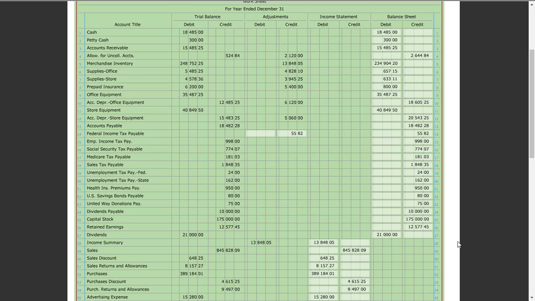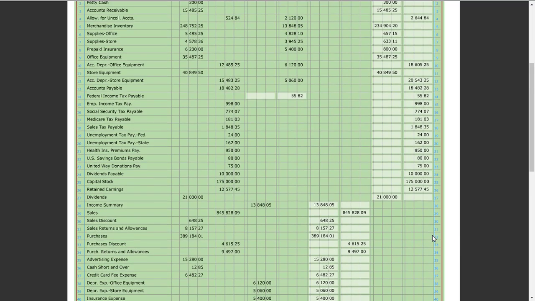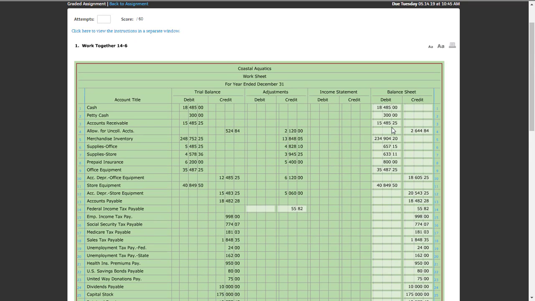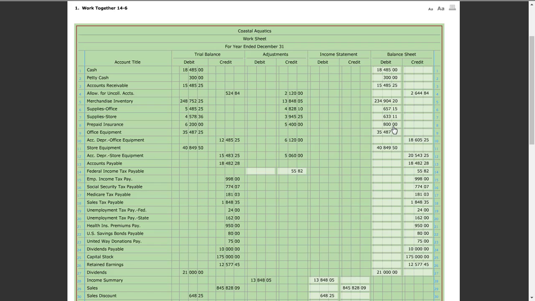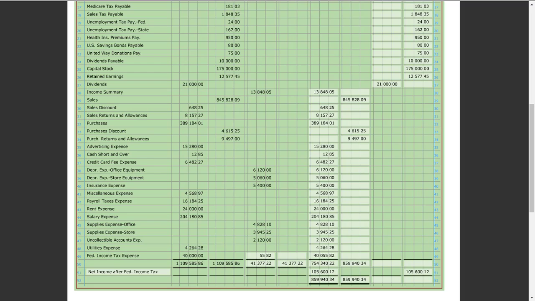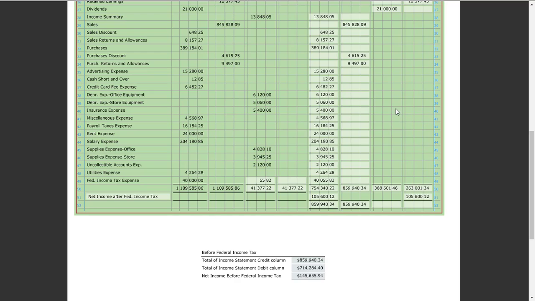Guess what you do when you have all those numbers transferred over? Do some math. Add up your balance sheet debit, add up your balance sheet credit. No, you don't need to do the annual. I did say that before. So here are the numbers I got. For my balance sheet debit, $368,601.46. Agree? Yep. Balance sheet credit was $263,01.34.